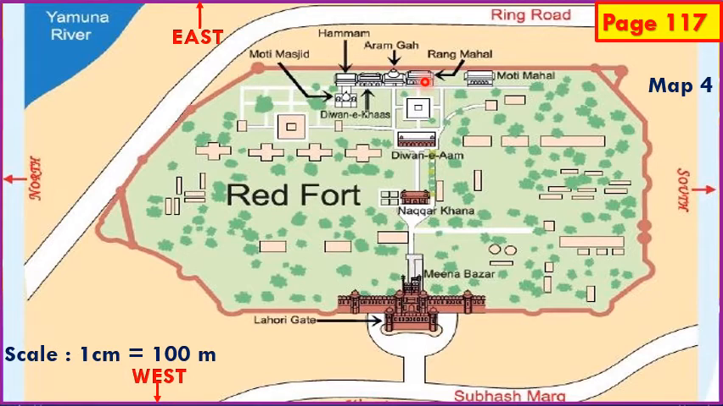Walking straight from Diwan-e-Am, we can reach Rang Mahal. There are three more buildings on the left side of Rang Mahal. They are Aramgah, Diwan-e-Khas and Hammam. On the right side of Rang Mahal, we can see Moti Mahal. In front of Hammam, we can see Moti Masjid.